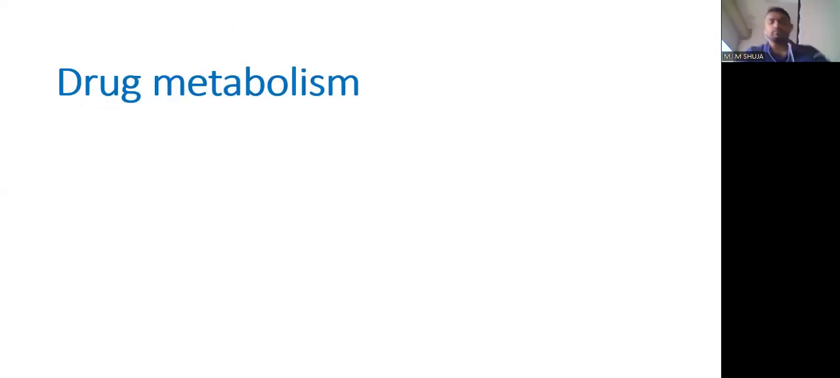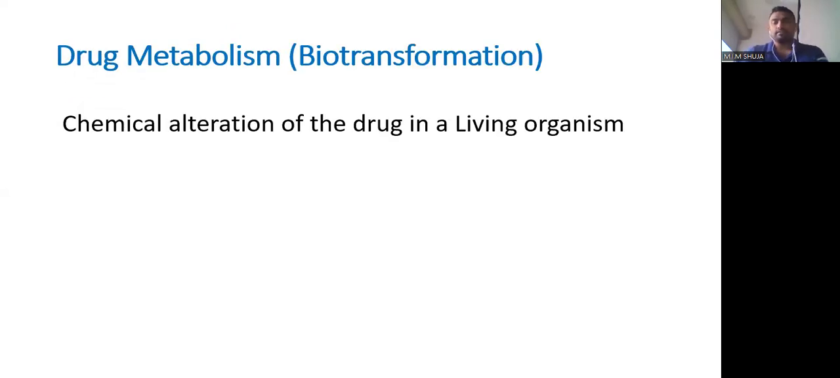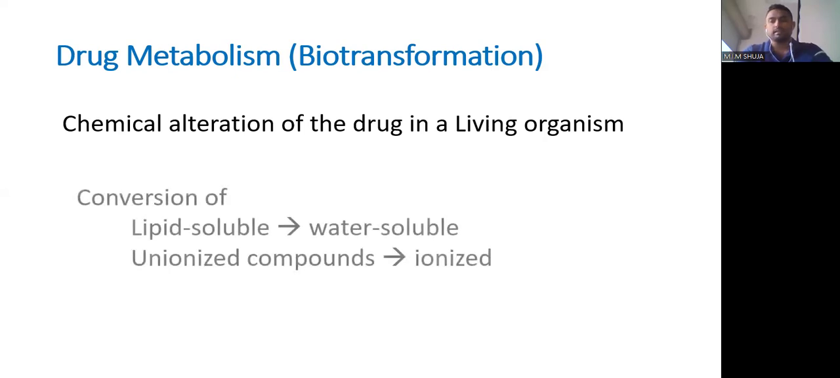So what is drug metabolism? It is a chemical alteration of a drug in a living organism. The main purpose of metabolism is this: most of the drugs are lipid soluble and unionized. So you are going to make the lipid soluble into water soluble, unionized into ionized, because water soluble and ionized forms are very easy to excrete.